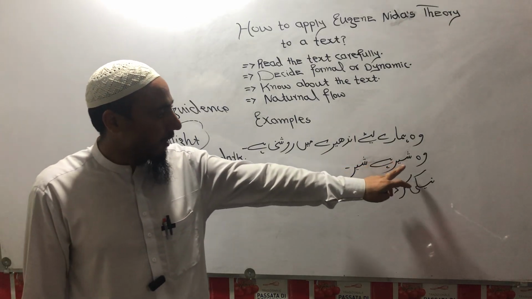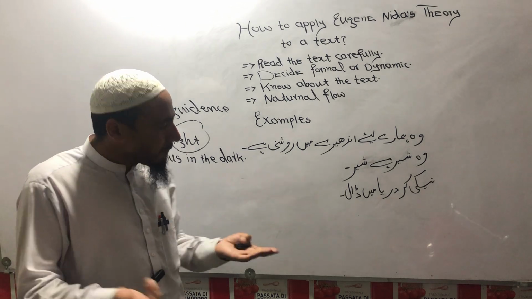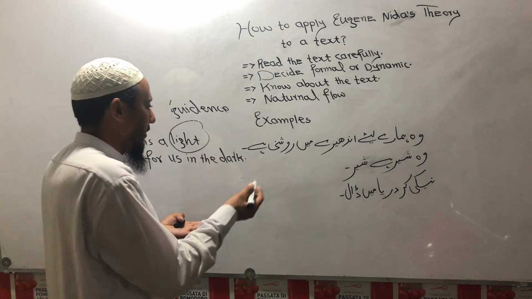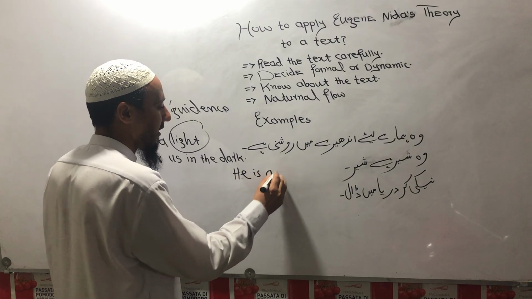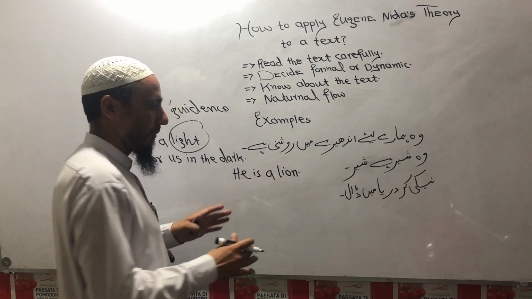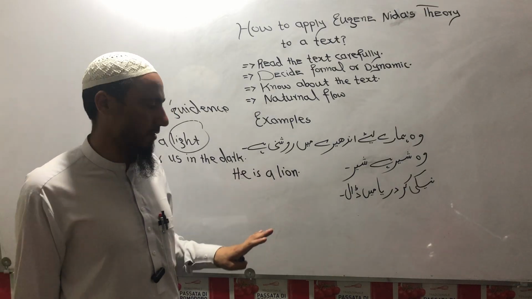Now let's come to another sentence. Normally we say वो शेर है शेर. If you're talking about literal translation, the translation is he is a lion. In English, there is no repetition of the two words. For example, we can't say he is a lion, a lion. No, just one word is sufficient.